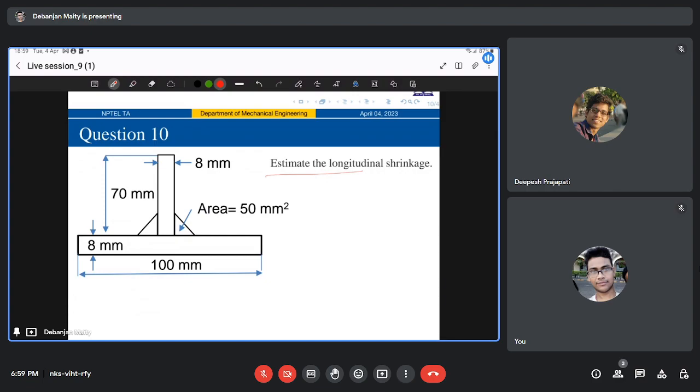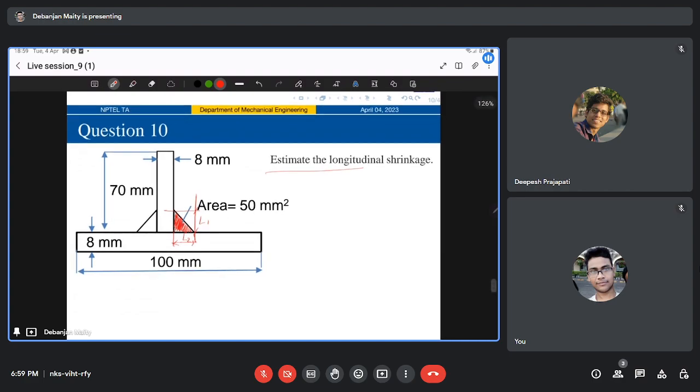So for this fillet thing, I have directly provided you the area. If you had this length L1 and this length L2, then also you can get the area, half into L1 into L2. Here I have provided directly the area of the fillet portion. So one part is the area of this structure, and another part is the area of the fillet.